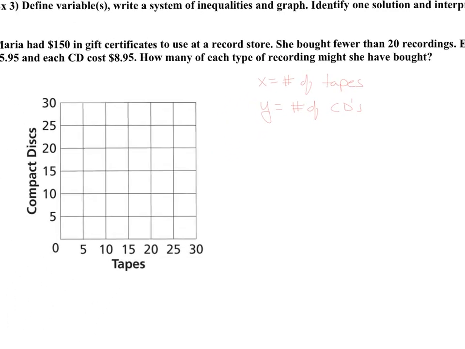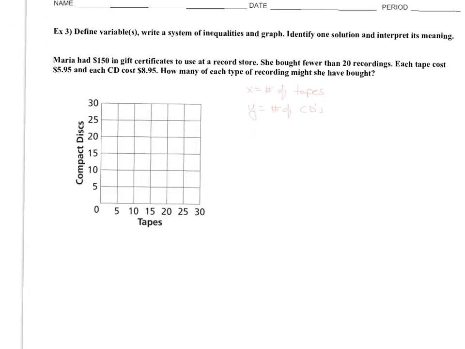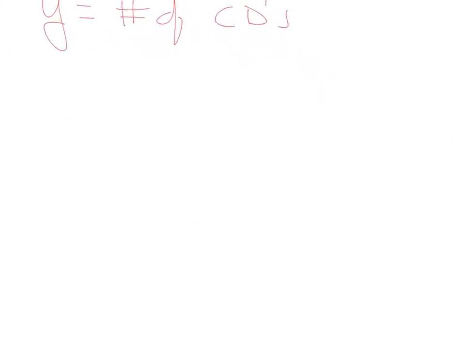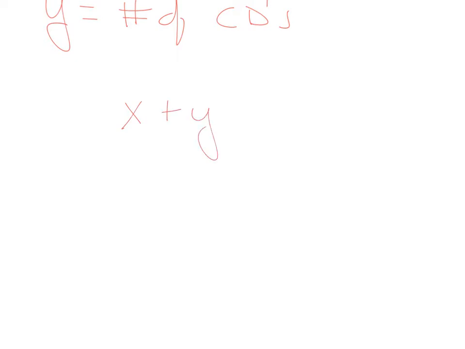Okay? All right. And just like when we did systems of equations, we talked about how the money all has to stay together. So money, money, money, that's going to be one inequality. It says she bought fewer than 20 recordings, so the total number of recordings would be 20. And what is she buying? She's buying tapes and CDs. So we would say X plus Y is less than 20. If she buys fewer than 20, she can't actually equal 20.